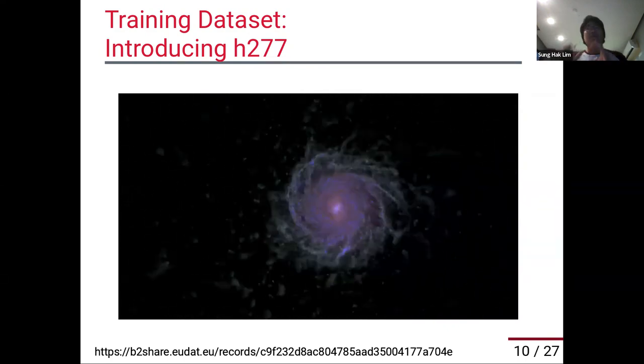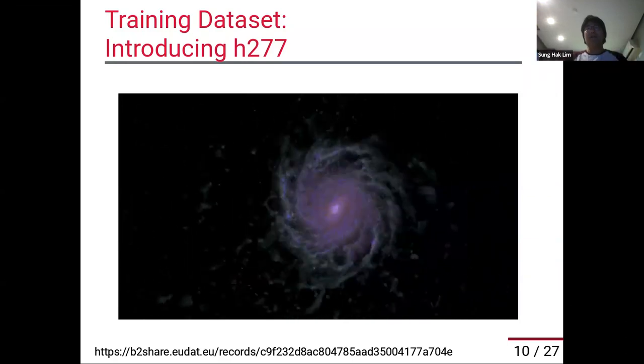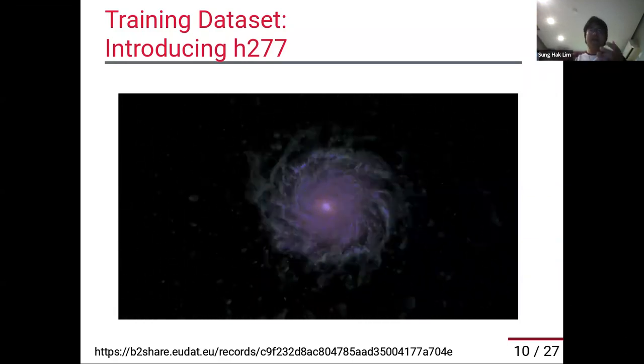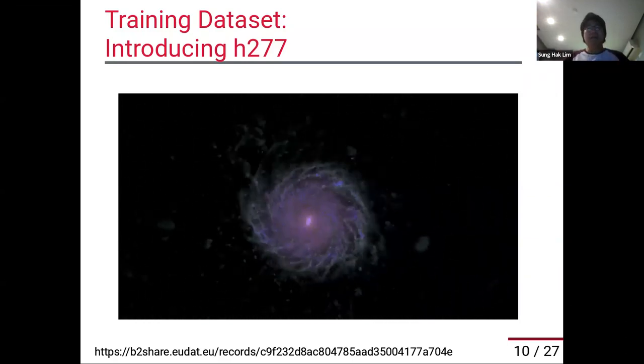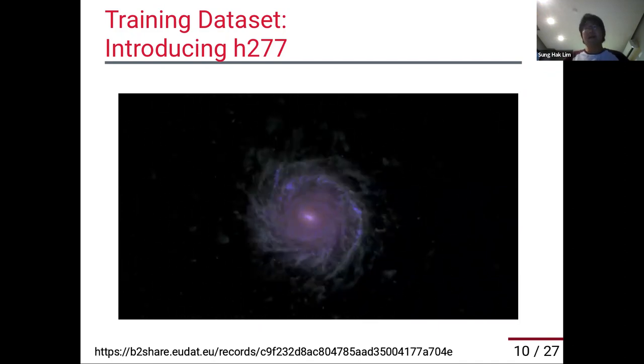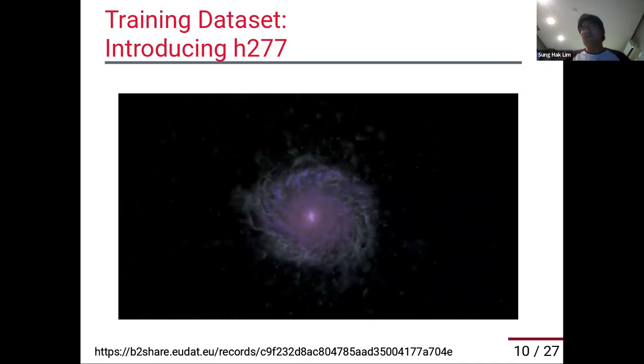So they start to form small clusters, just collecting some small clusters nearby. And at the end, it just forms some spiral-like structures. And at the end, as you see, it forms a very Milky Way-like galaxy.